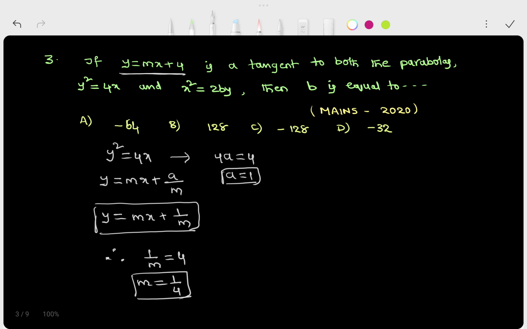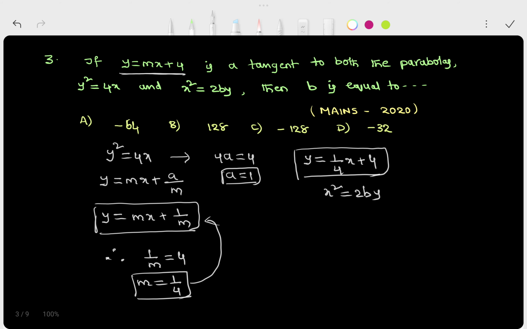I hope everyone is clear. Now replace this in the equation. You get y is equal to 1 by 4 into x plus 4. So this is a tangent to the first equation, y square is equal to 4x. The same line is the tangent to the second equation, x square is equal to 2b into y.